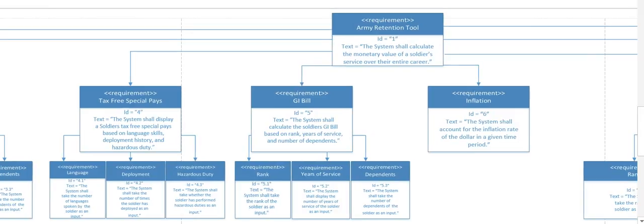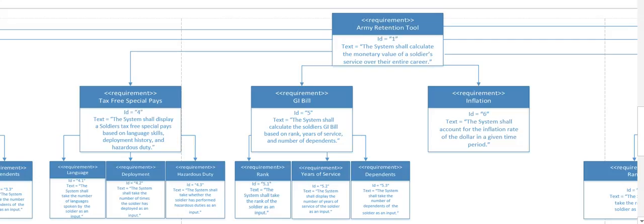The system shall display a soldier's tax-free special pays based on language skills, deployment history, and hazardous duty. For language skills, the system shall take the number of languages spoken by the soldier as an input. For deployment history, the system shall take the number of times the soldier has deployed. For the final sub-requirement, hazardous duty, the system shall take whether the soldier has performed hazardous duties as an input.